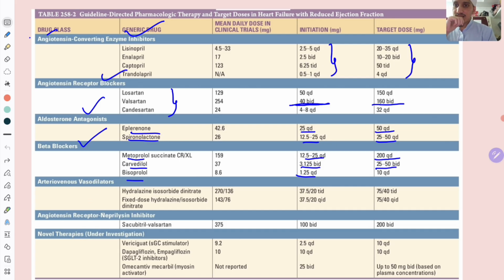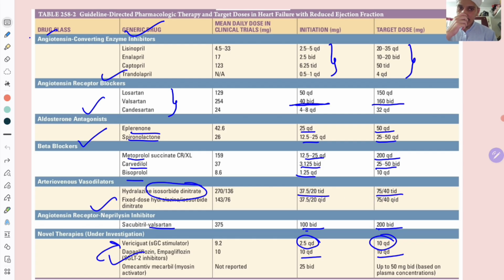Now these are the other drugs. Okay, this is important. Angiotensin ARNI, sacubitril valsartan, start with 100 mg BD and go up to 200 mg BD. Other drugs, this one is important. Dapagliflozin and empagliflozin start with 10 and target is also 10 only. The next to that will be vericiguat. Start with 2.5 once daily, go up to 10 once daily. So these are the drugs which you should use if you can't use RAS inhibitors. Start with 37.5 to 20 mg TID, go up to 40 mg TID. Okay.